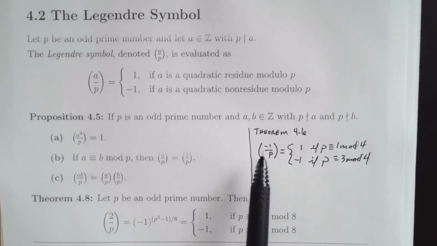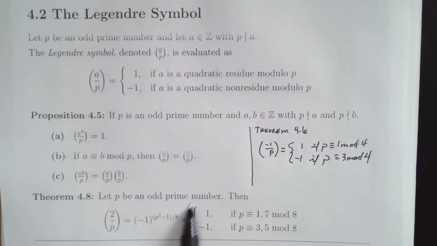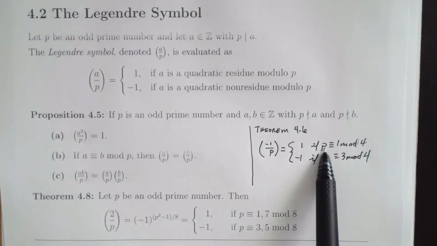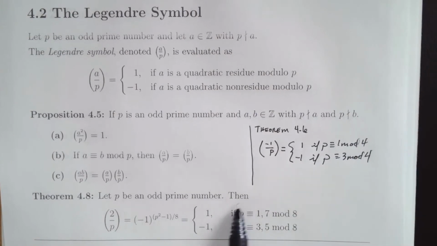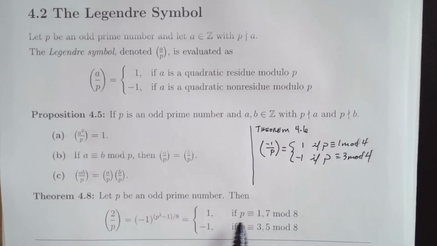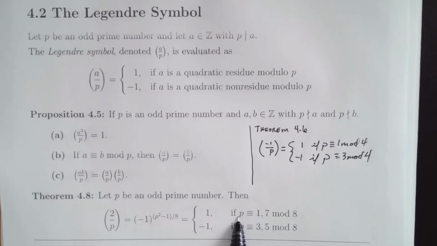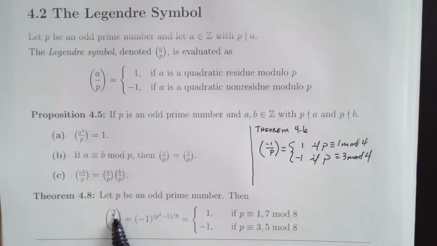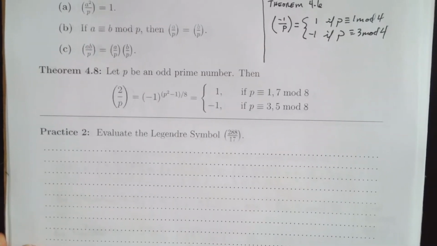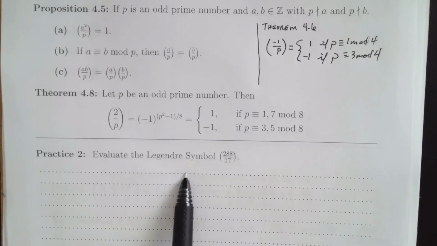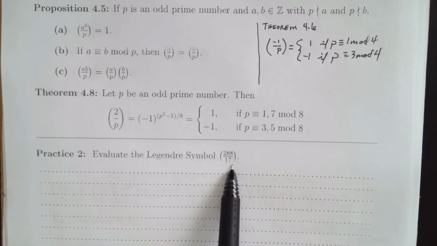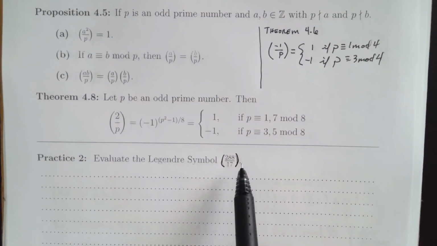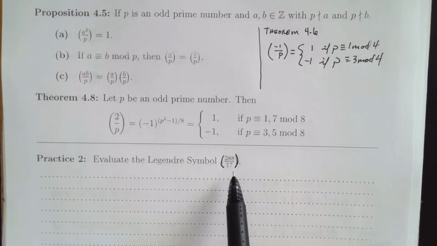Okay, so notice that theorem 4.6 and theorem 4.8 are similar, but it's important to make the distinction of considering our odd prime number modulo 4 for theorem 4.6, but considering our odd prime number modulo 8 if we're working with a 2. Okay, so let's go ahead and work through this. Evaluate the Legendre symbol of 288 modulo 17. So in other words, is 288 a possible quadratic residue modulo 17?